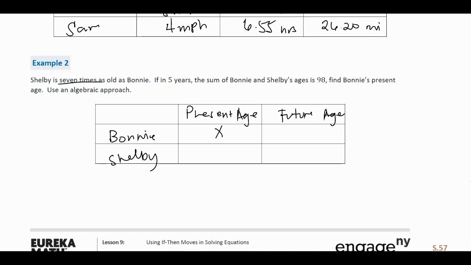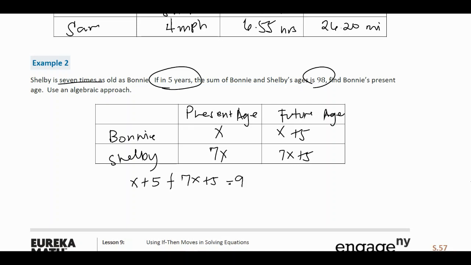So it says there Shelby is 7 times as old as Bonnie. If we represent Bonnie as x, therefore Shelby should be 7 times x. In the future age, it's going to be x plus 5, and then this will be 7x plus 5. And it says here 5 years, and that is the only time we can use the 98. So we're going to have x plus 5 plus 7x plus 5 is equal to 98.